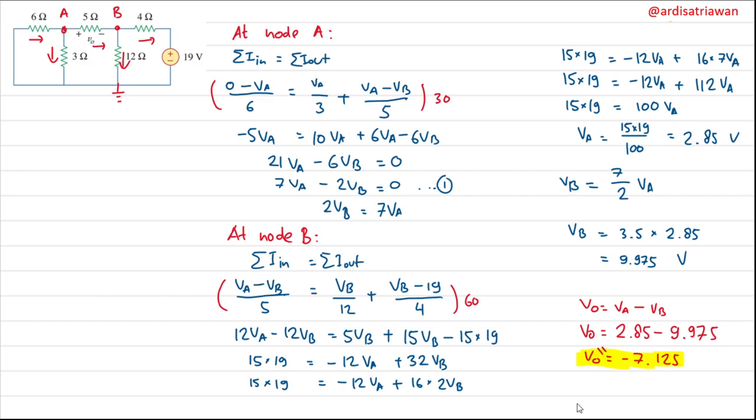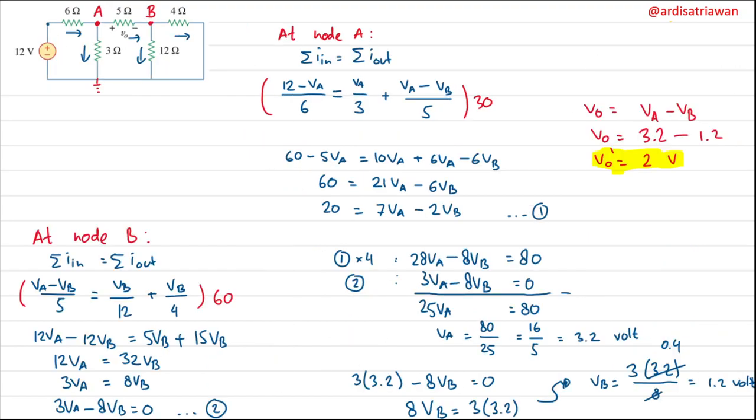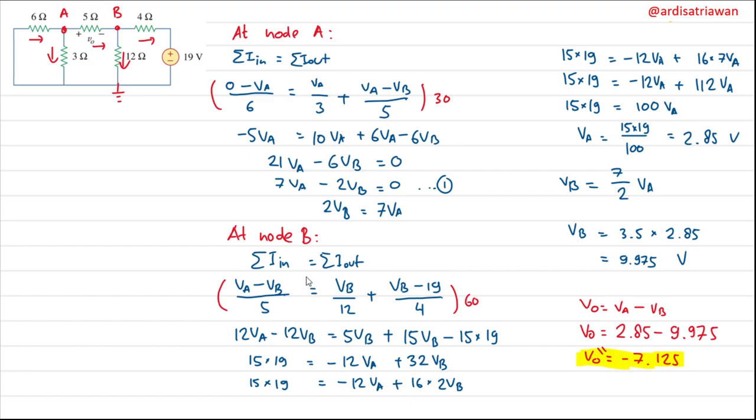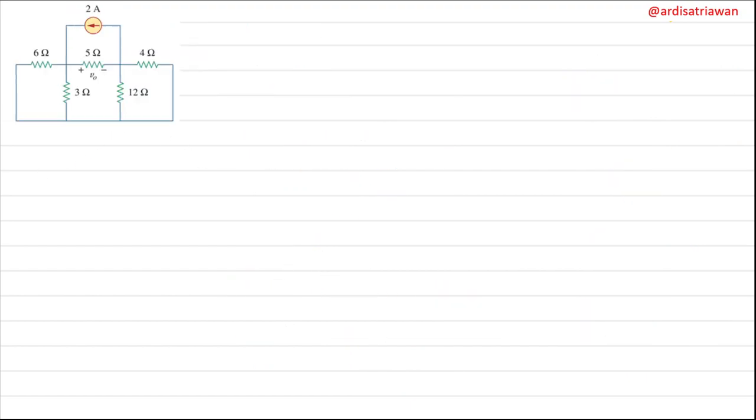Okay. So we now have V0 prime from this circuit. We have V0 double prime from this circuit. And the last one we need to do is from this. Yes, again I will use this and this one, A and B, and we will assume the direction. This I always do like this.